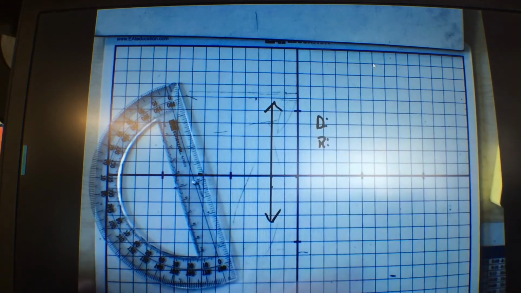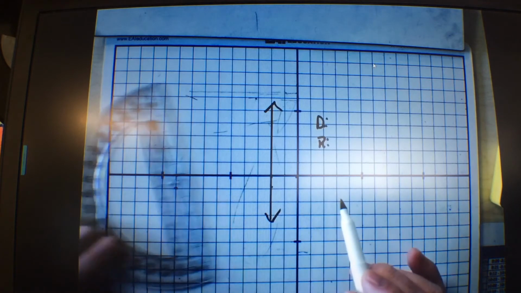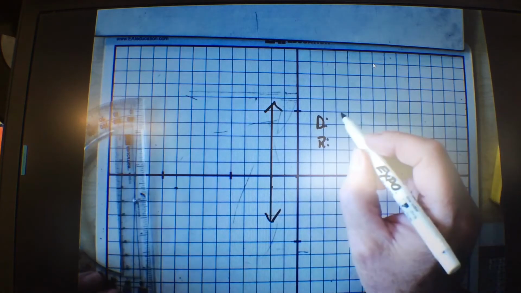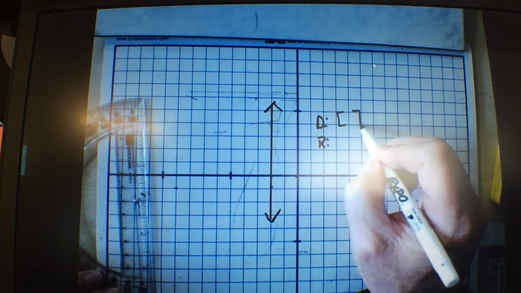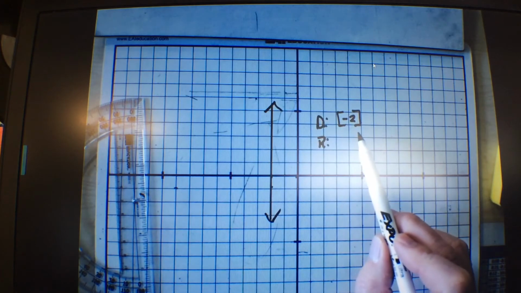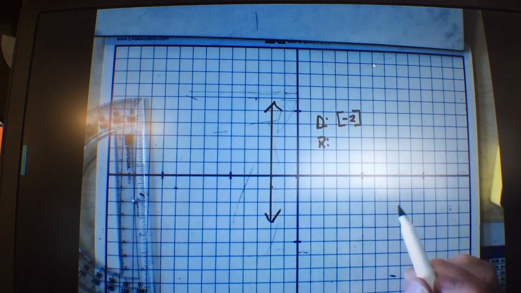Domain and range, right? Okay, I'm going to teach you something here. The domain is what x values does this line have? There's only one x value that it has: -2. All the values on this line are -2, correct? So we write it like this. A bracket and a -2. And what the bracket says is it touches -2. That's the only number in there.